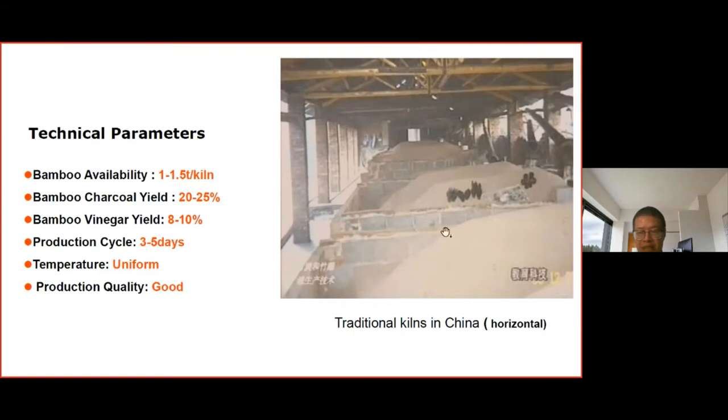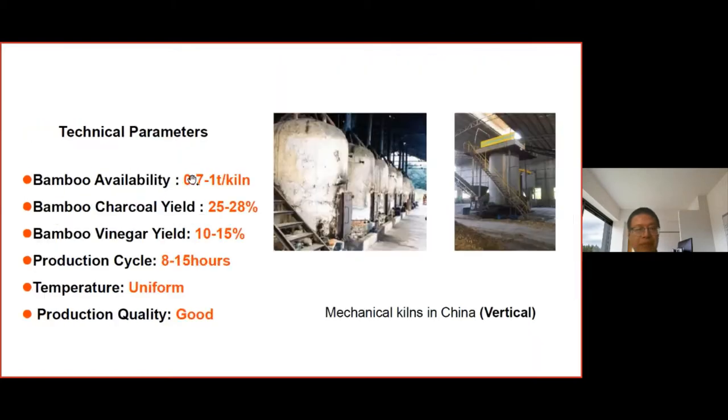The second picture is a present type of traditional kiln in China. The left shows technical parameters. It's the same as the above traditional kiln. Vertical type of mechanical kiln in China. The left shows technical parameters. This mechanical machine is smaller than the traditional kiln.